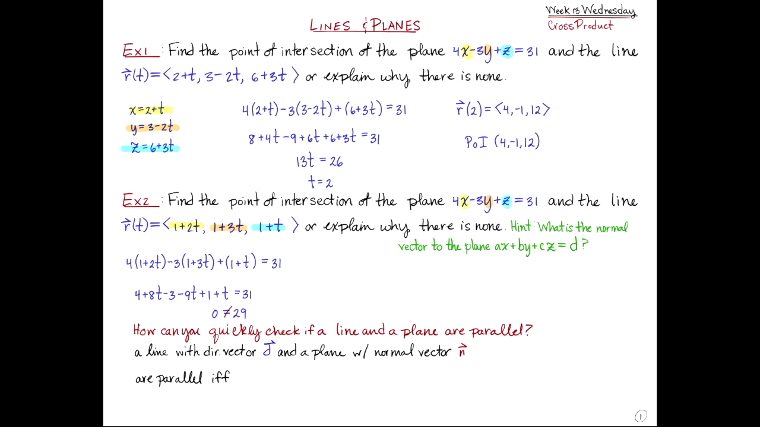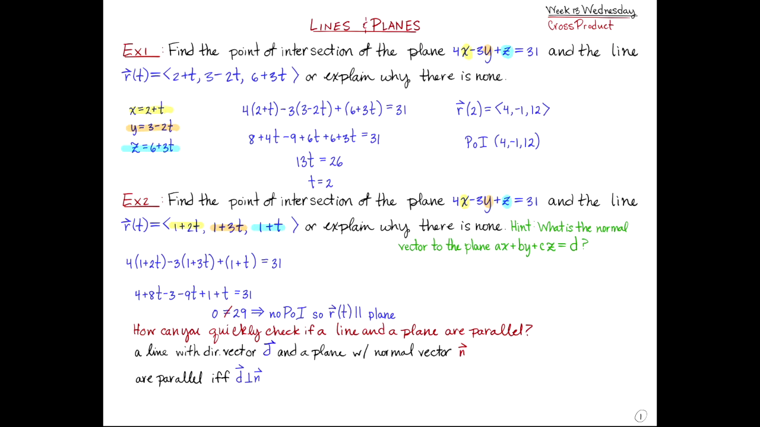Since 0 is clearly not equal to 29, that tells us that there is no point of intersection. And so, r of t must be parallel to the plane. Is there an easier way that we could have done example 2? How can we quickly check if a line and a plane are parallel? A line has a direction vector, d, and the plane has its normal vector, which we call n, and they are parallel if and only if the vector d is orthogonal to the normal vector.